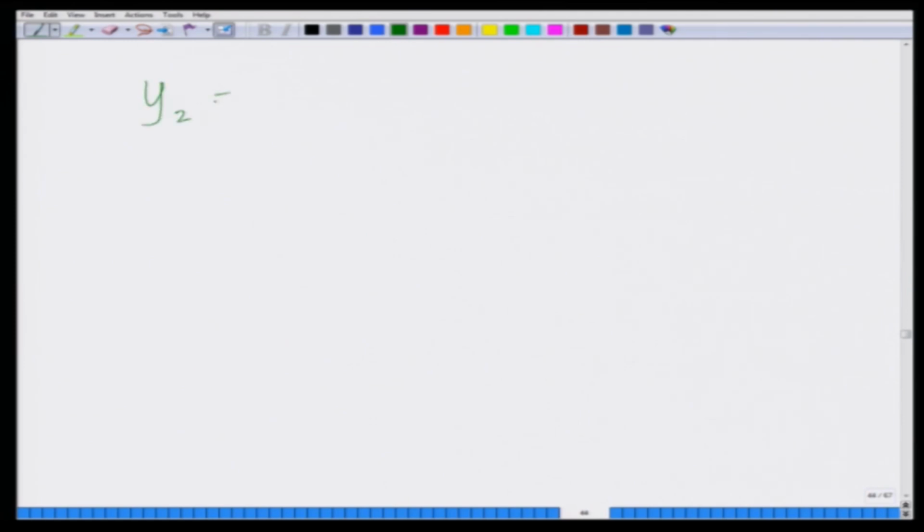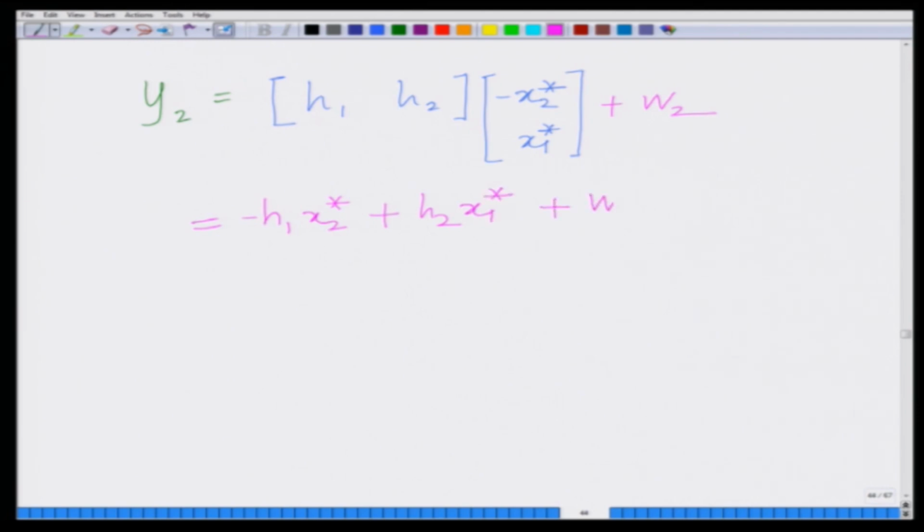I have y2 equals h1 x2 minus x2 conjugate x1 conjugate plus w2, which I can expand as minus h1 x2 conjugate plus h2 x1 conjugate plus w2. This is what I get expanding this.